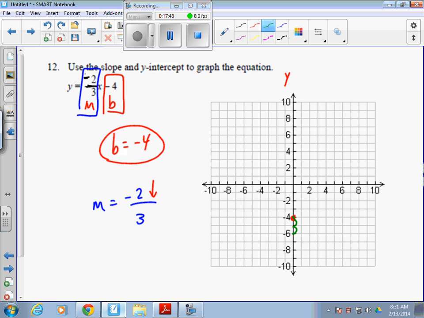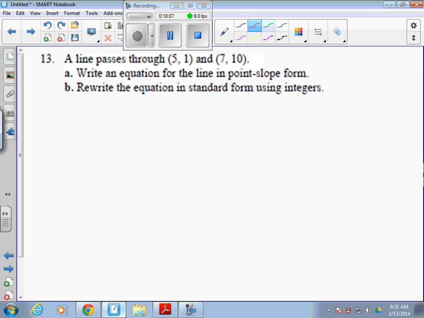The bottom number is positive. It tells you to go to the right 3 times. To the right, 1, 2, 3 times. That's where your second point goes. You have 2 points. You only need 2 points to draw a line. You draw your line through those a little bit straighter than I did right there. And we'll pick up number 13 on the second part.